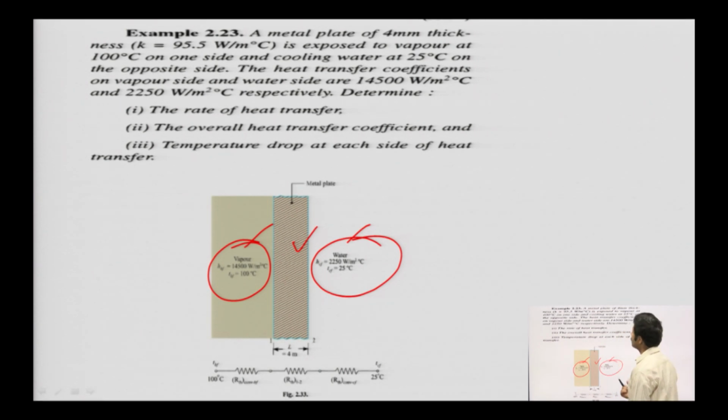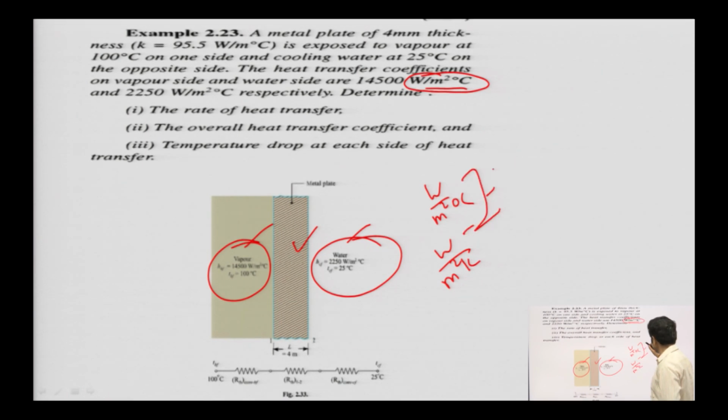The heat transfer coefficients on the vapor side. When you look at this unit, you should be aware that whatever the title, whether it is the heat transfer coefficient, the convective heat transfer coefficient, or anything else, if you see the unit watts per meter square degree Celsius or watts per meter square Kelvin, then it is talking about h, the heat transfer coefficient from Newton's law of cooling.